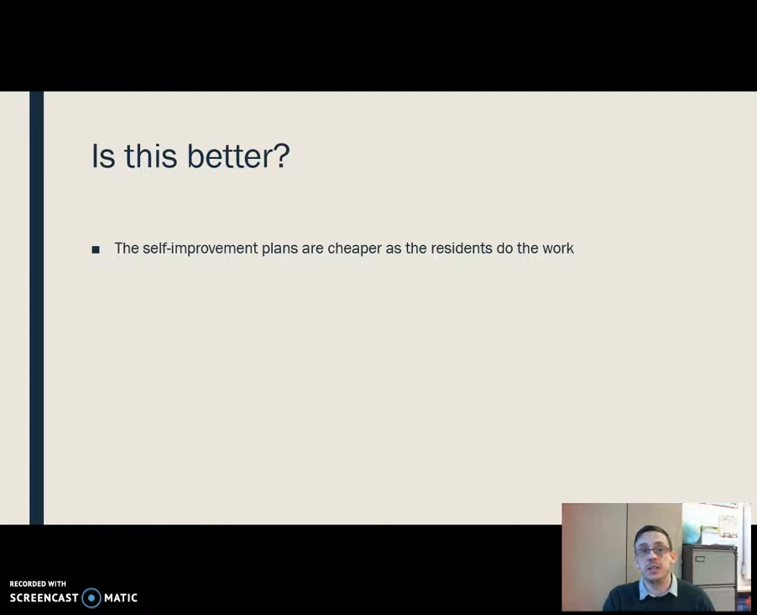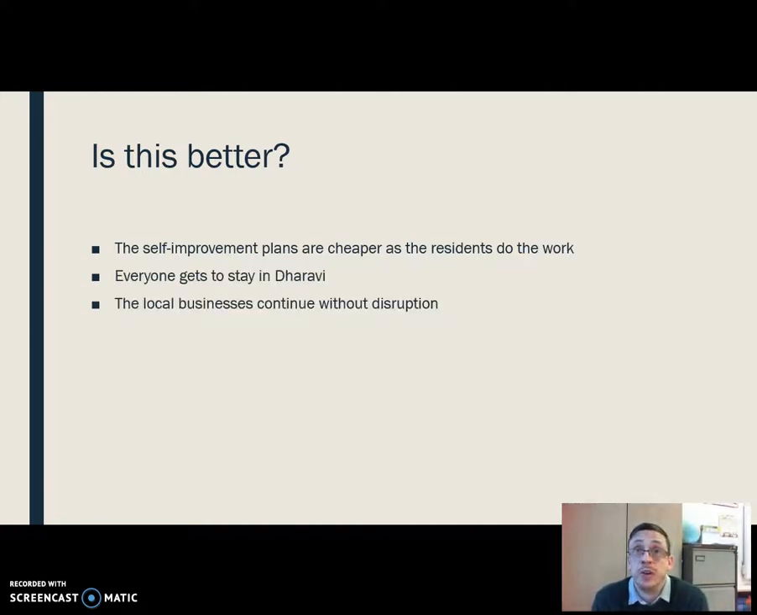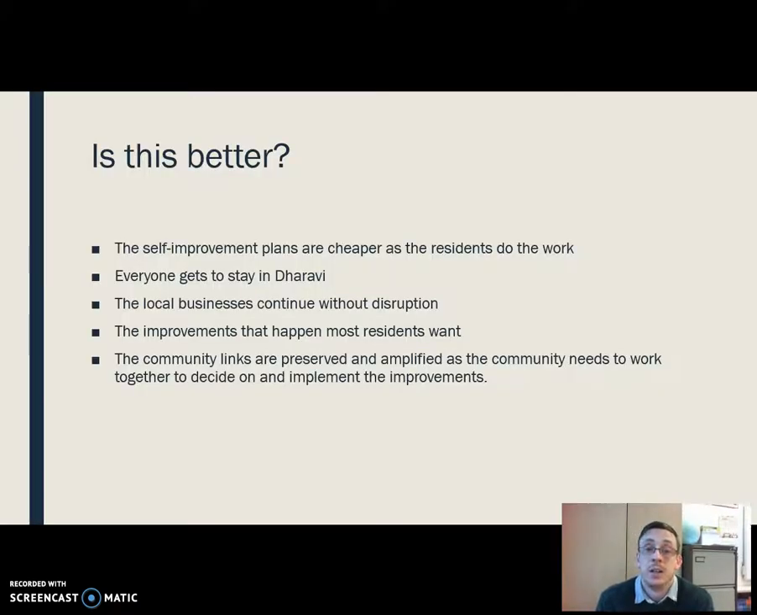Is it any better? There's two ways to look at it. Yes, the self-improvement schemes are cheaper, as the residents are going to get the work done themselves. Everybody gets to stay in Dharavi. You don't have people moving out against their will. Local businesses won't be disrupted. The people who do metalworking don't need to think about leaving. The improvements are going to be the ones that residents want, and the community links will be preserved and amplified because the community does the work. But you're still not seeing whole-scale redevelopment. You're still going to have possibly very poor conditions, and it may not be well legislated for.